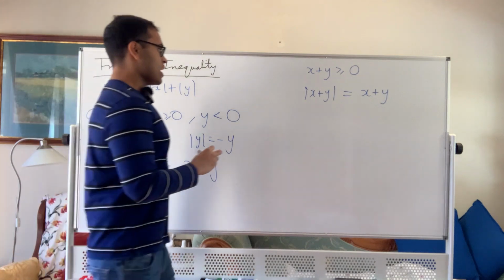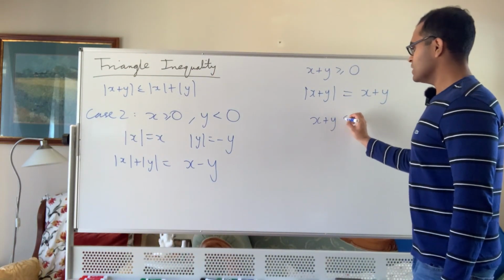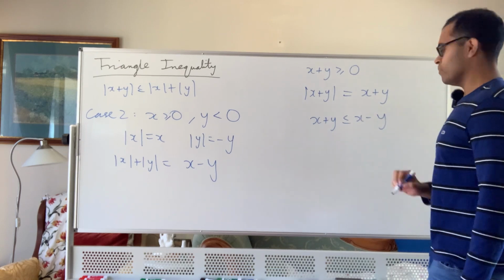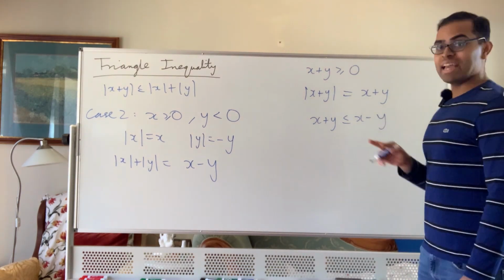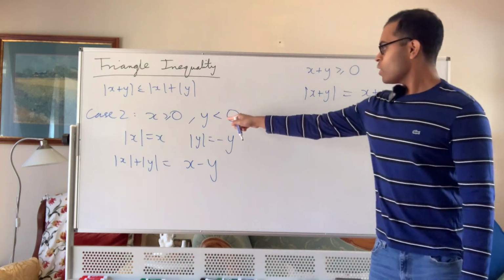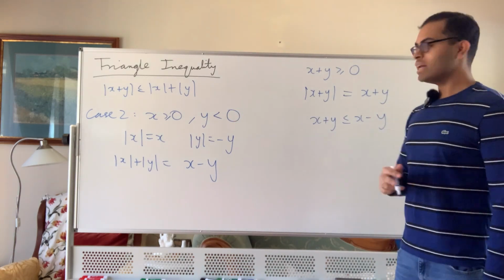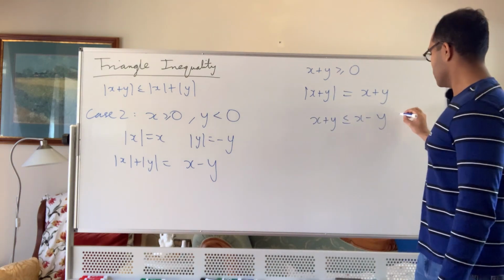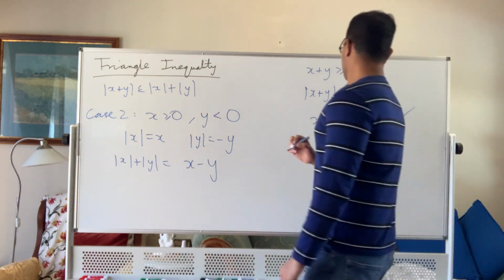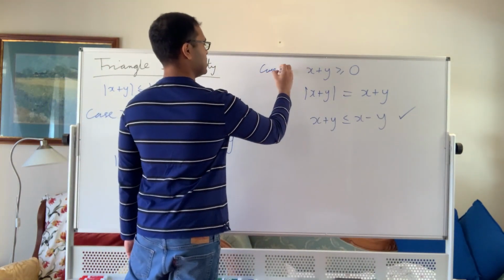And in that case, the triangle inequality is basically saying that x plus y is less than or equal to x minus y. Okay? And this is definitely true because y is negative. That's the key point. Since y is negative, adding y to something is always going to be smaller than subtracting y from something, which is going to make it larger because y is negative. So this is true.